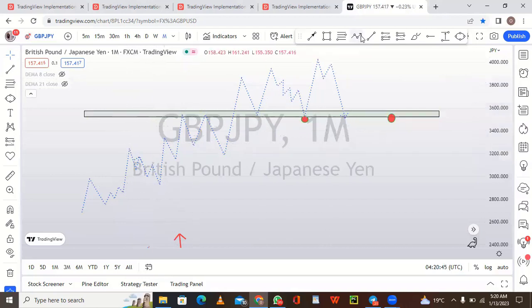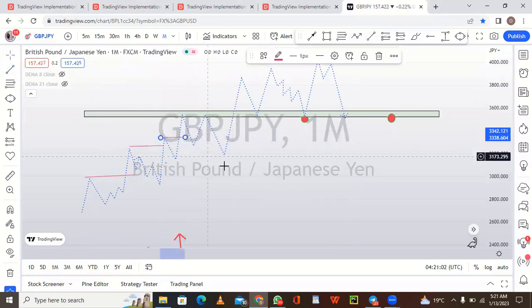This is the highest point the market came to before this swing point was broken, because there is a break of structure around this region. There is a break of structure here, here, and also around this place. You see, the market is breaking structure to the upside.